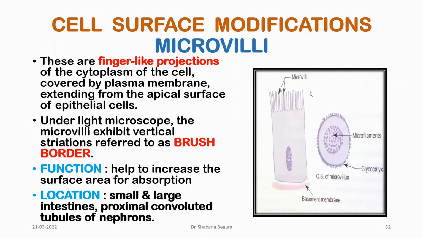What are microvilli? These are finger-like projections of the cytoplasm of the cell seen in the apical part of the cell. So these microvilli help to increase the surface area of absorption of the cells, and it is present in the small and the large intestine where it helps to absorb the nutrients.